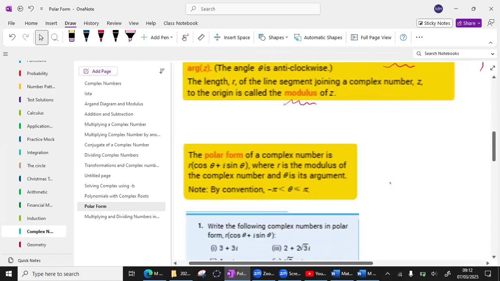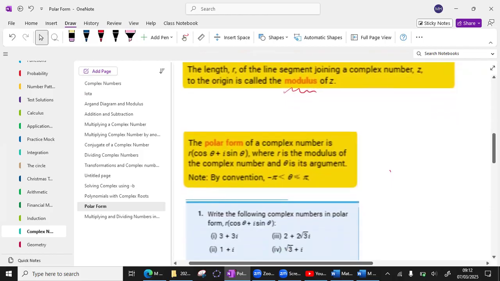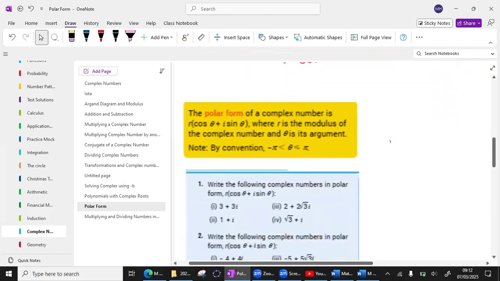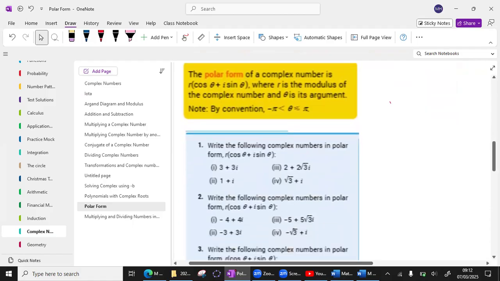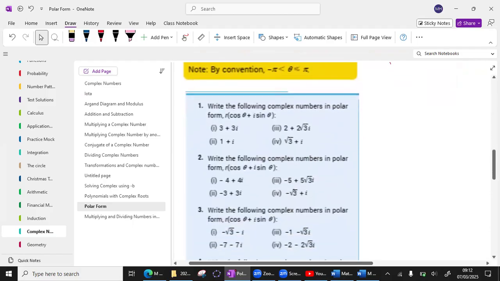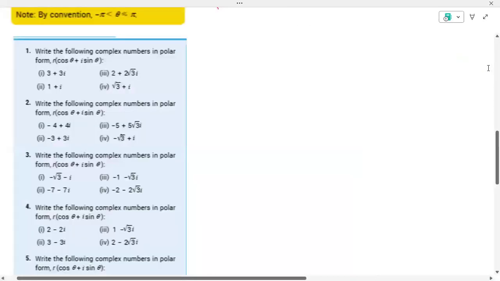By convention, theta is between negative pi and pi, so don't worry too much about that. It's pretty straightforward, actually. I'm going to do an example in each quadrant, and then you should be able to manage them after that. So let's start with, for example, part one.